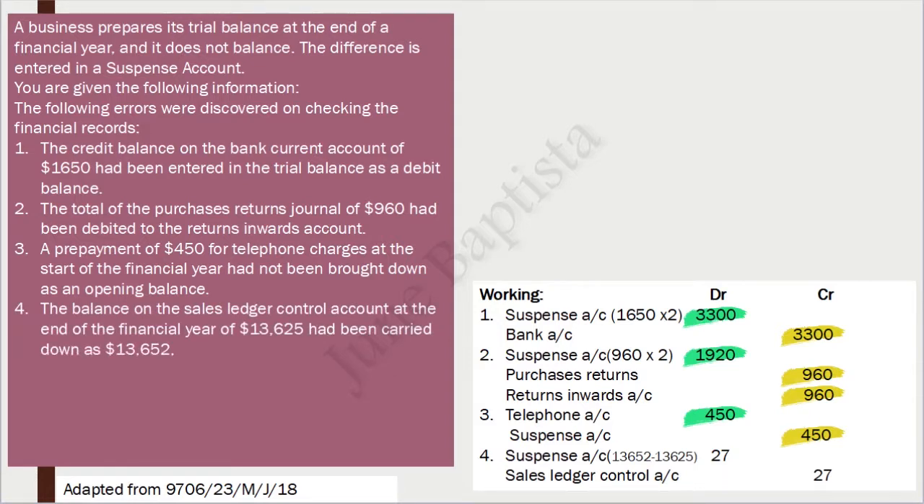Error number 4. The balance on the sales ledger control account at the end of the financial year of $13,625 had been carried down as $13,652, which is $27 more. Since this balance is a debit balance, we will now credit the sales ledger control account in the working with $27, the difference. Therefore, the suspense account will be debited $27.